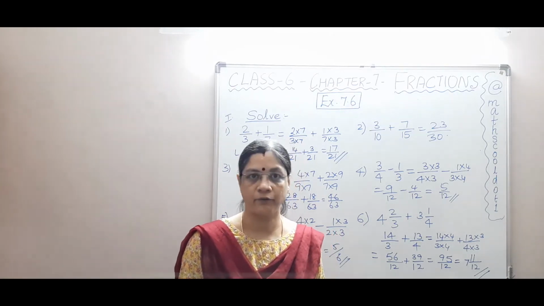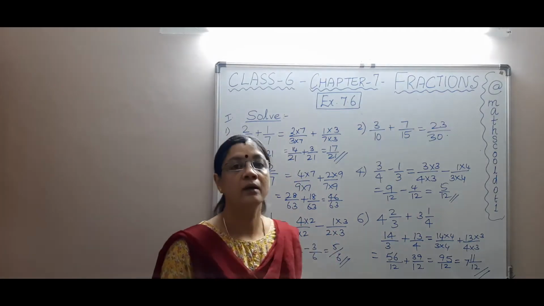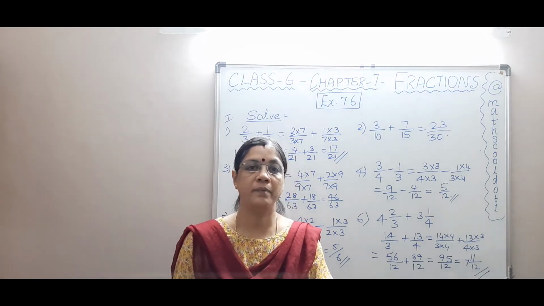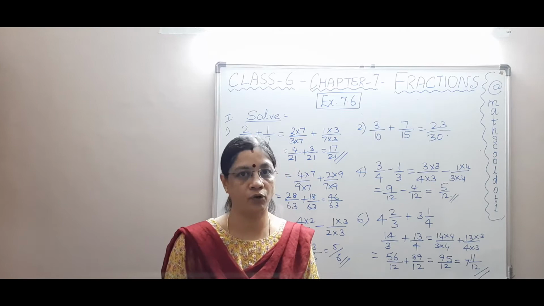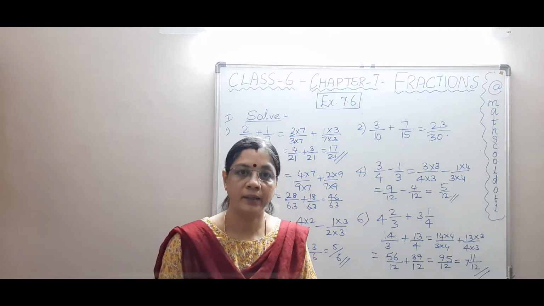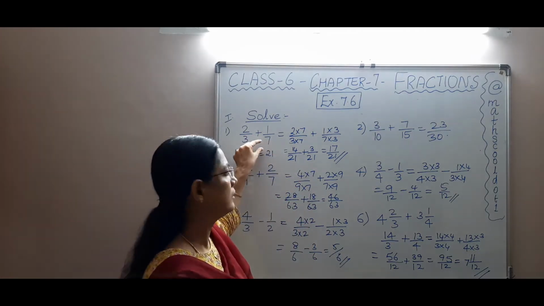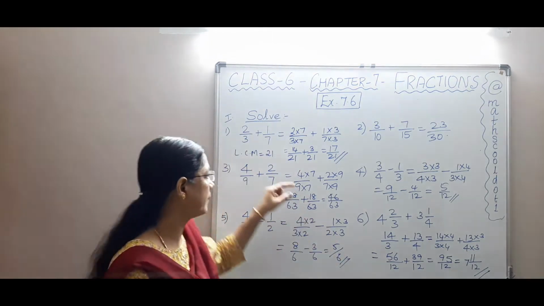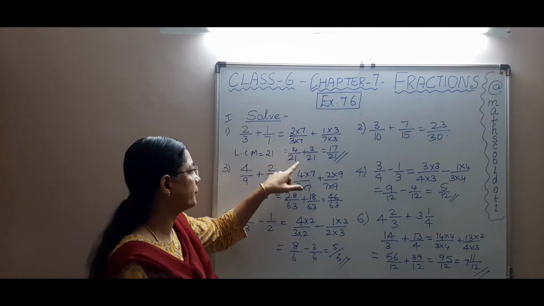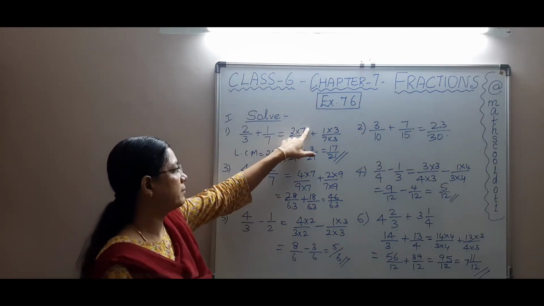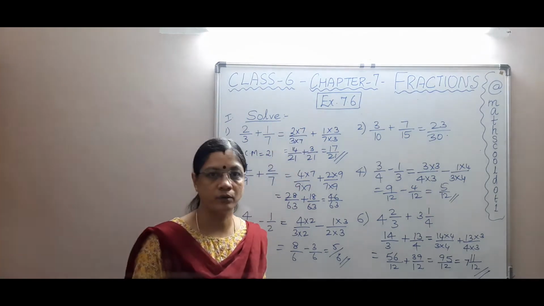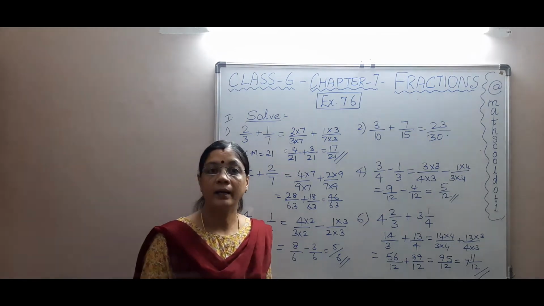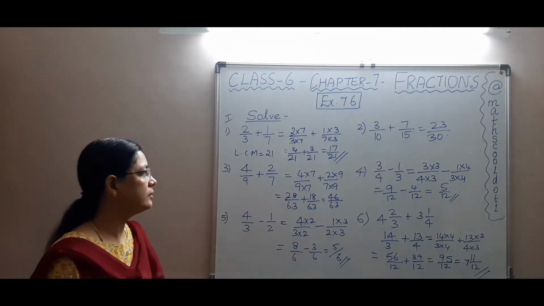That is, unlike fractions are added and subtracted by making the denominator the same. That is, by finding the LCM of the denominators and multiplying the numerator and denominator by the same number. Whatever number you multiply the denominator by to make it the LCM, the same number you need to multiply the numerator by also. Do you understand? So this is how we add and subtract unlike fractions. So take a note of it.